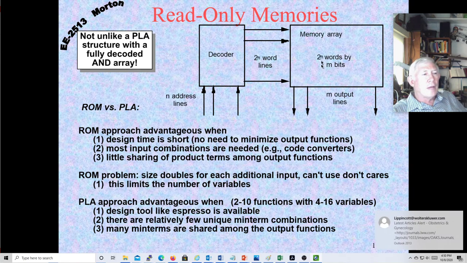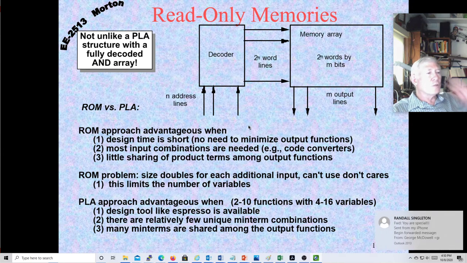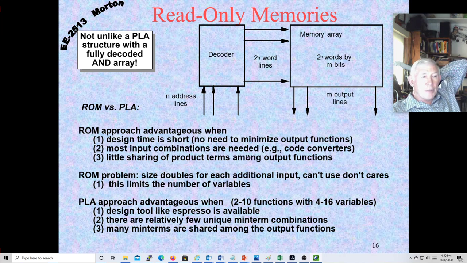And then usually you have to have power, ground, a programming input, and a programming power input. Now, ROMs are especially useful when you have to whip out a design very quickly, or when most input combinations are needed and there's very, very little sharing of product terms in your output functions.